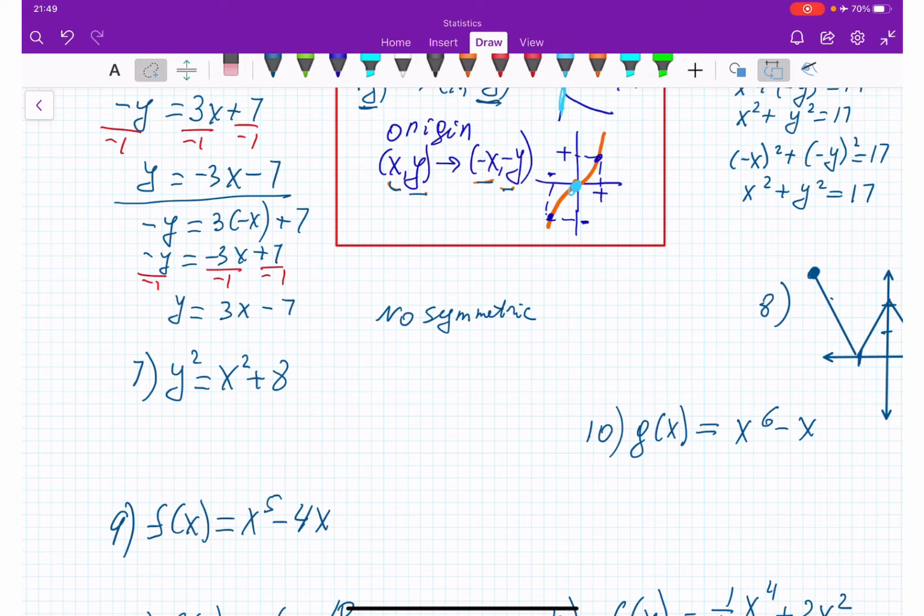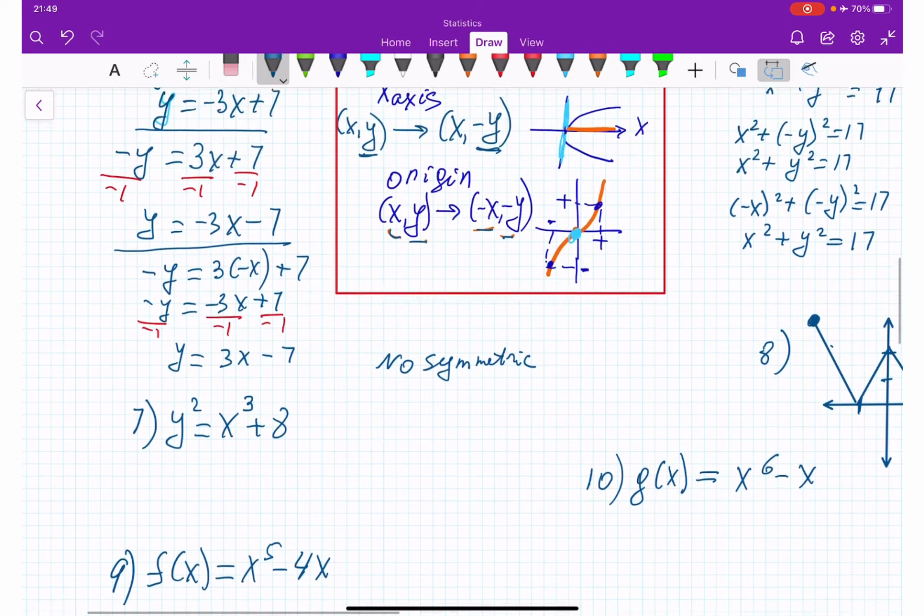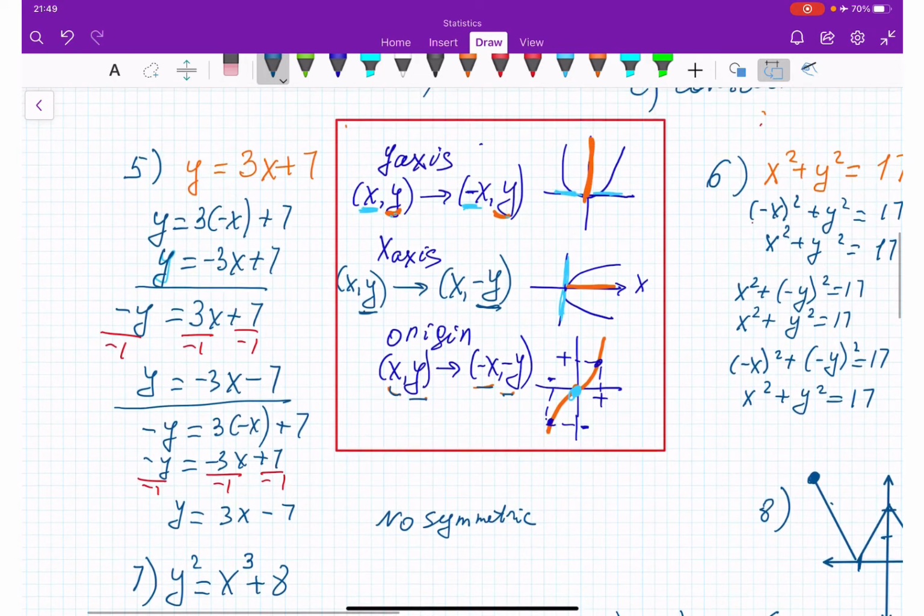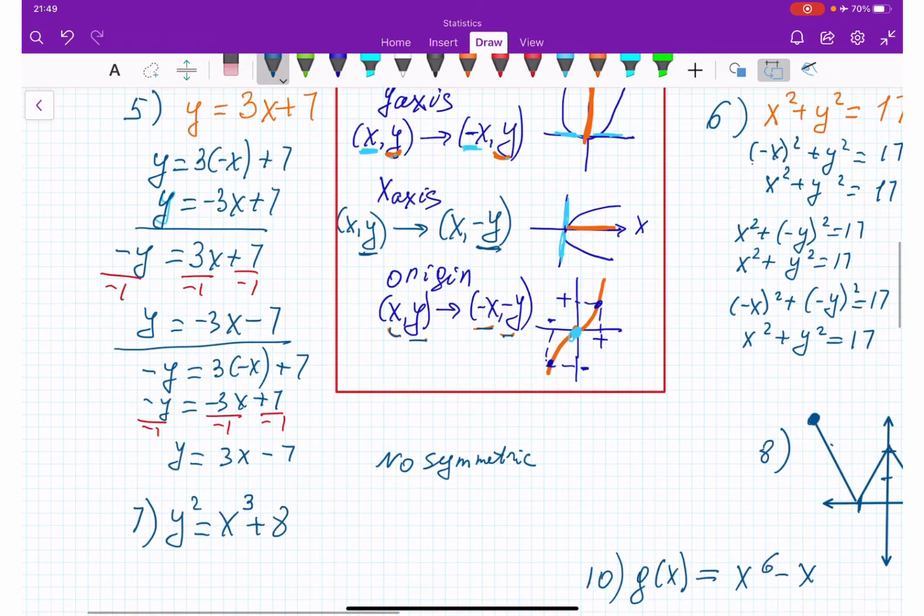Moving to question number 7. Let me make this more interesting. Instead of 2, I'm going to take 3, because we already had square. And we'll see what result we are going to get using this template of symmetry.